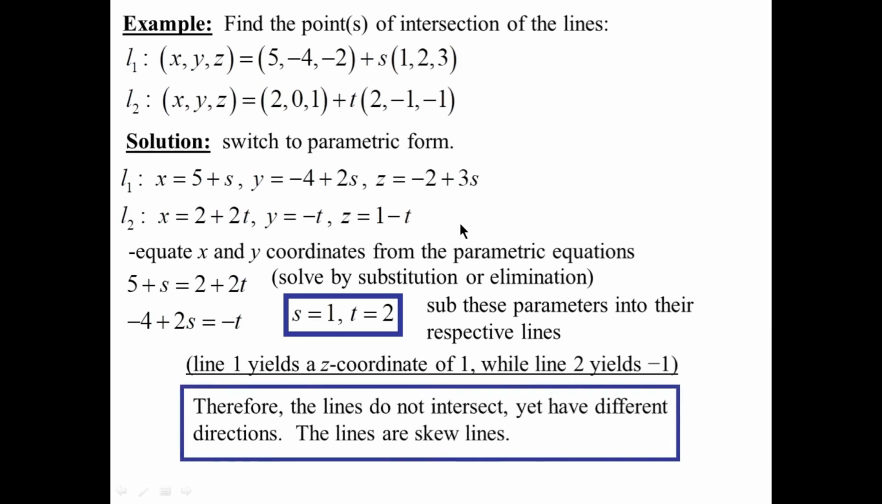And we conclude the lines do not intersect. Yet they have different directions. So the lines are skew lines.